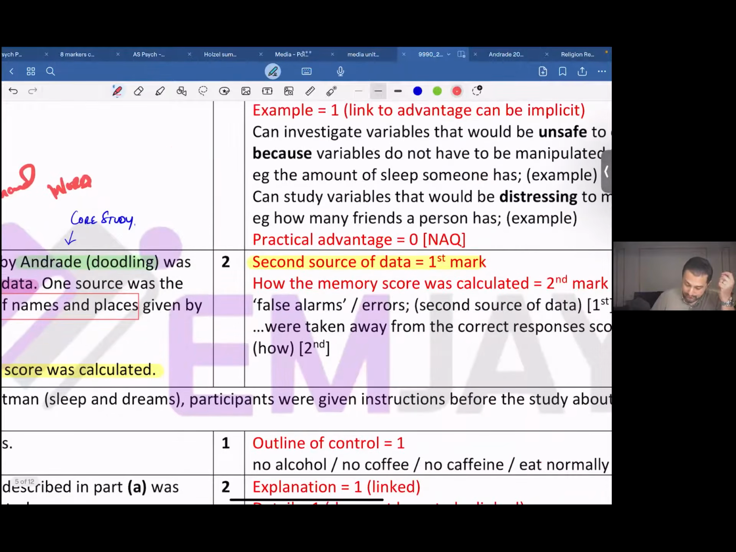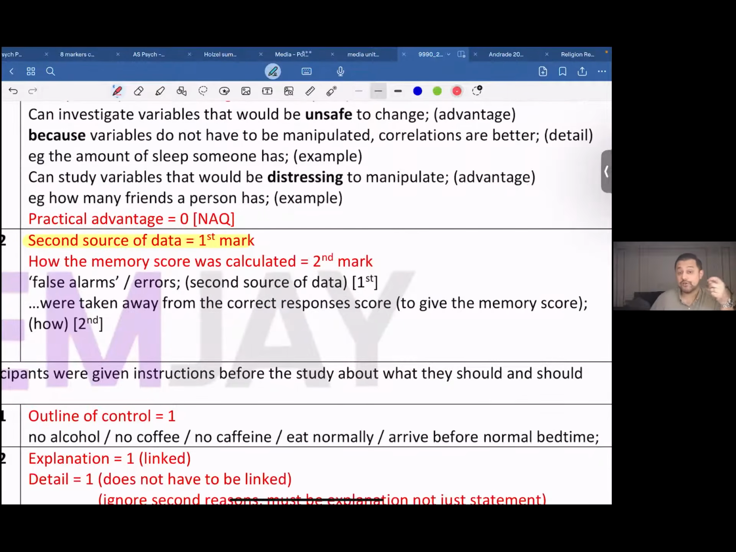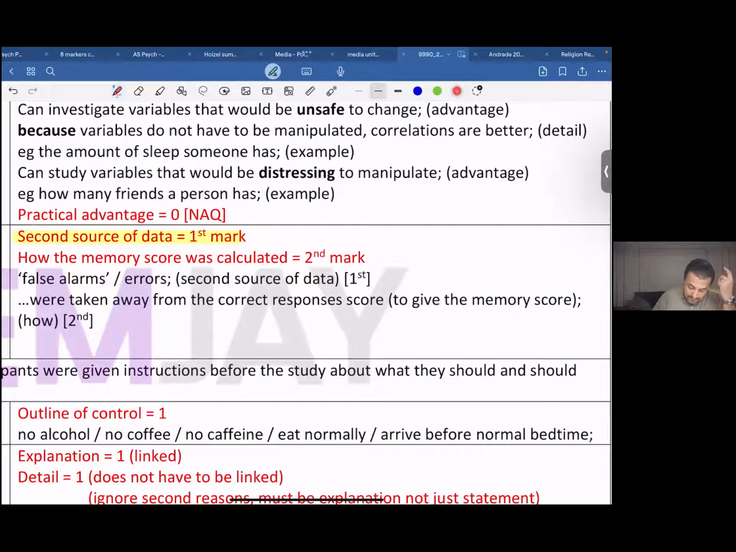So if you write the second source of data, you get the first mark, right? And the second source of data over here would be false alarms, errors. And the second mark, how the memory score was calculated. The memory score was calculated, they were taken away from the correct responses scores to give the memory score.